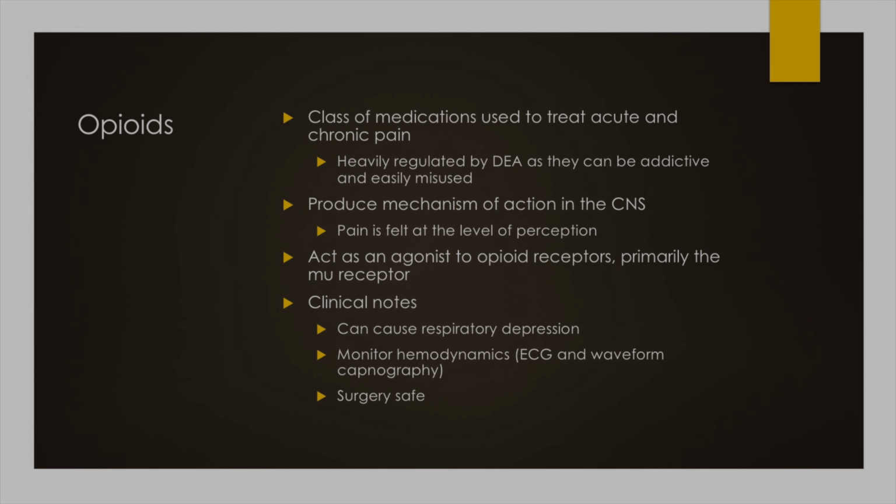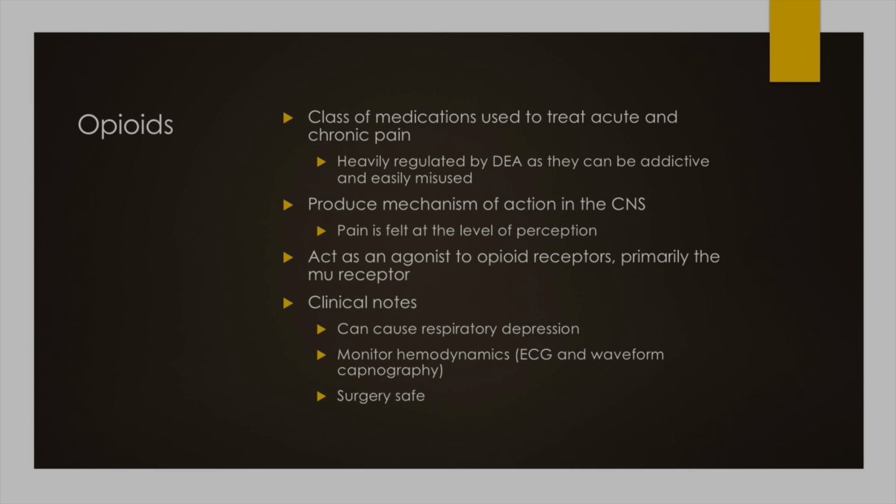Opioids treat acute and chronic pain, but they do it differently than NSAIDs. They don't reduce inflammation or fix the source of pain. They change how the brain perceives the signal. Because opioids can be addictive and misused, they're heavily regulated. Mechanistically, opioids act as agonists at opioid receptors, primarily the mu receptor.